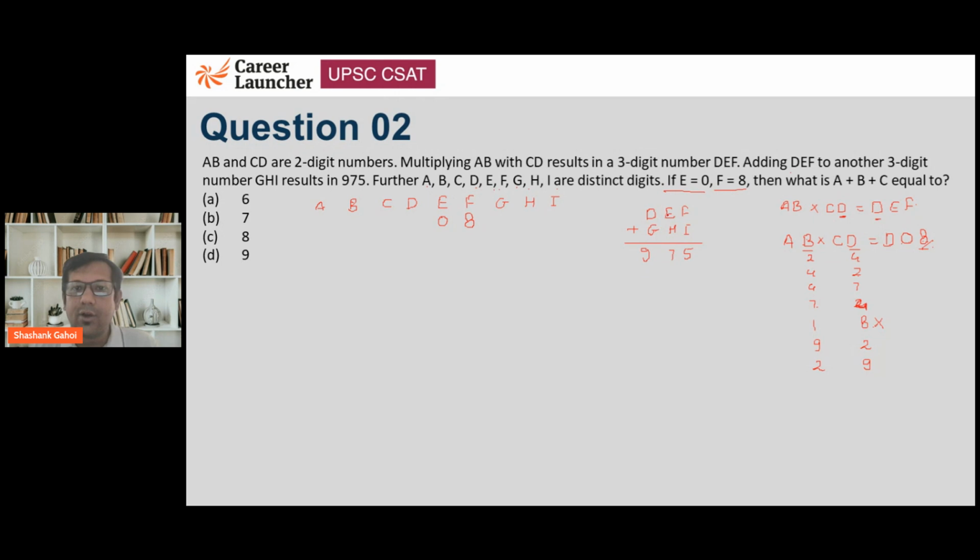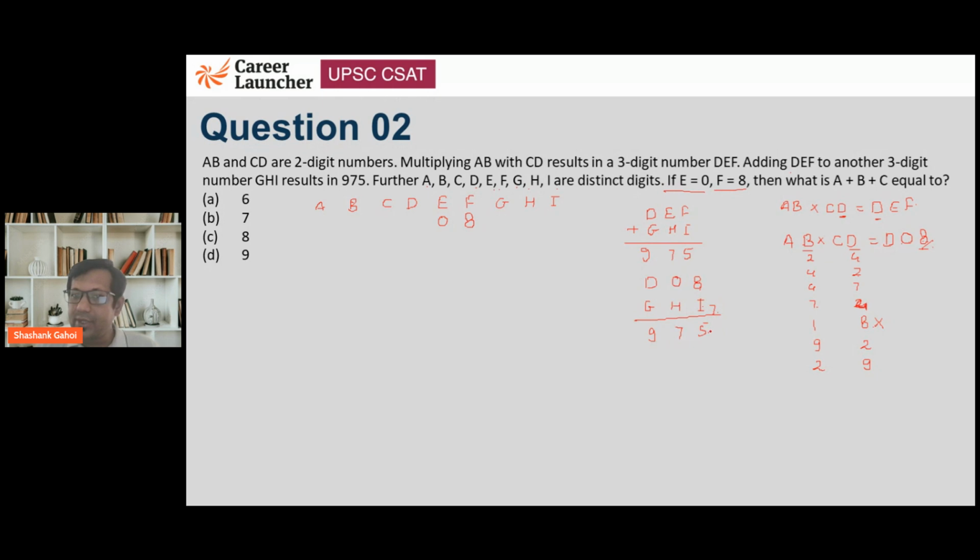Now I am going to come to this. D is D, E is 0, F is 8. We have G, H, I, and the sum is equal to 975. Now if this is 8, 8 plus what will give me 5? So basically I should be 7.